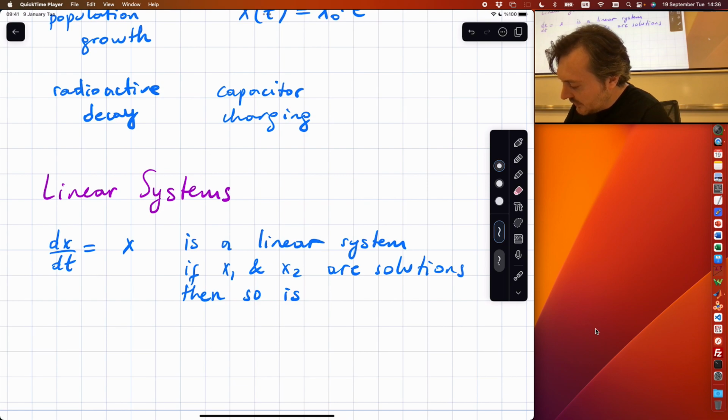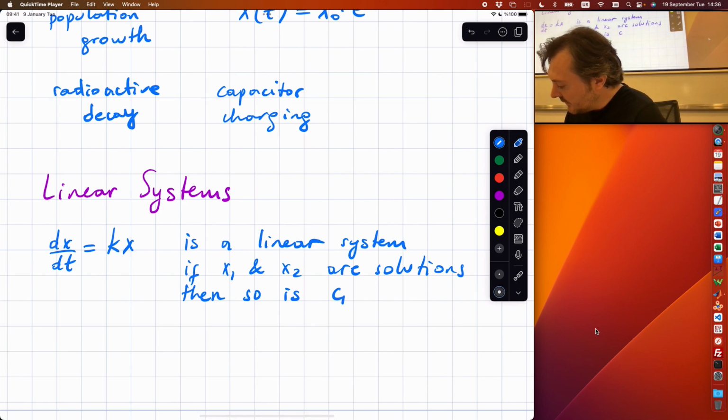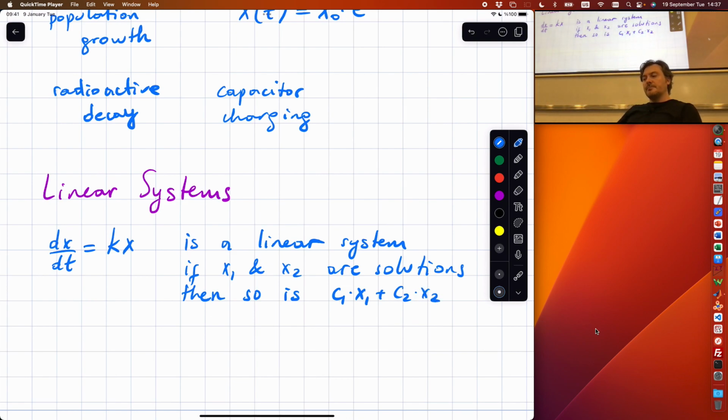So let me call this K. So is C1 times x1 plus C2 times x2. Okay? Do you understand this? x1 and x2 are not the same functions. They are different functions. If x1 is a solution to this equation and x2 is a solution to this equation, then any linear combination, what does it mean, linear combination? It means that you multiply one of them with a coefficient plus the other one multiplied with another coefficient. So that should be also the solution.